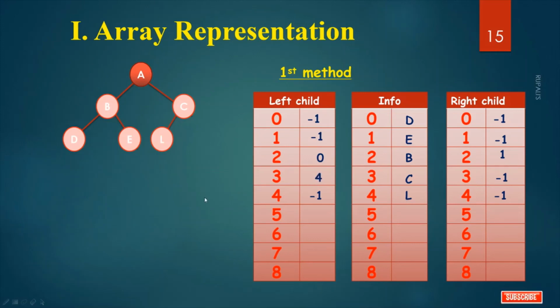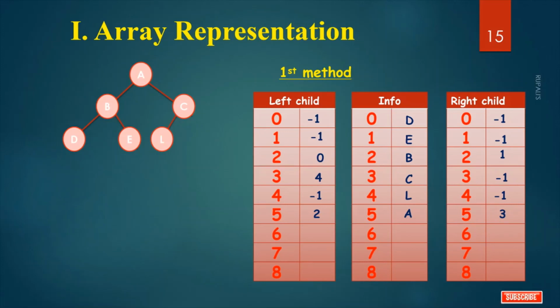Now it comes A. Left of A, it is B. What is the index of B? It is 2. So write 2 here. And right of A, it is C. What is the index of C? It is 3. So in case of right child, you have to write 3 here. So in this way, you can represent one binary tree by array representation.